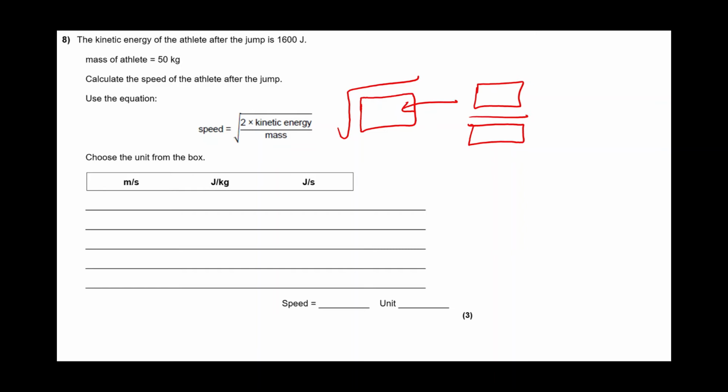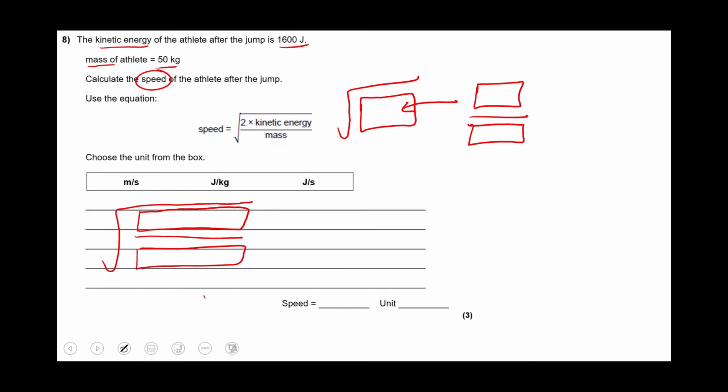So we're looking for the speed. It says calculate the speed. We've been given the mass and we're given the kinetic energy. So I'm going to press the square root button on my calculator, and press my fraction button inside that square root.